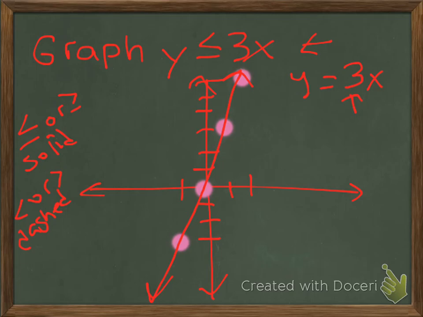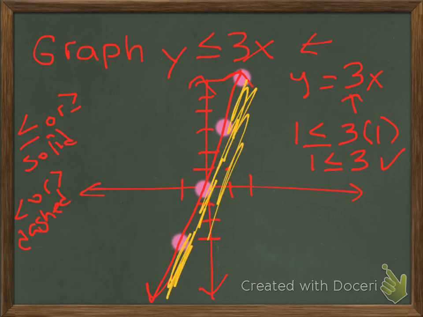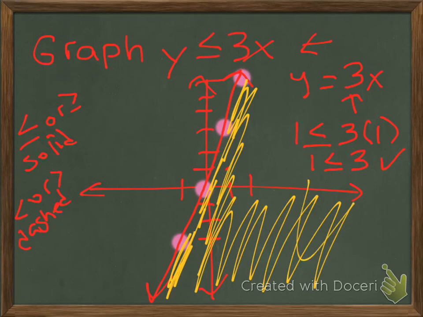I'm going to plug in 1 for y, keep my symbol, plug in 1 for x, and I'm seeing whether this makes a true statement. So is 1 less than or equal to 3? Yes. So here's 1, 1. We're going to shade towards the 1, 1. So from my line towards the 1, 1, all this.